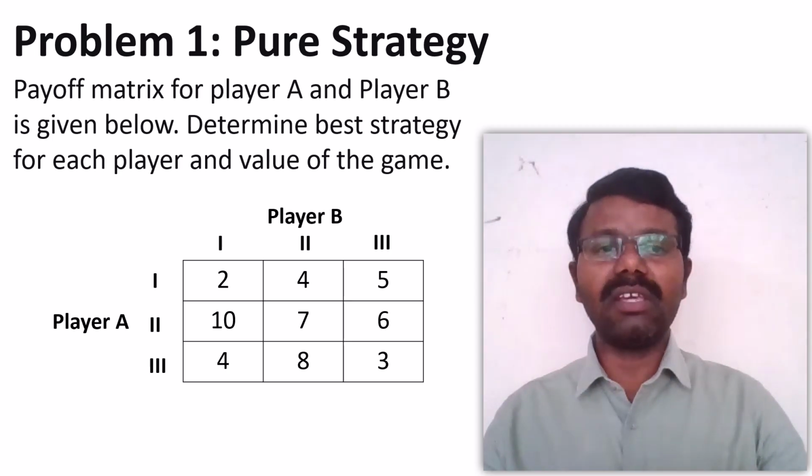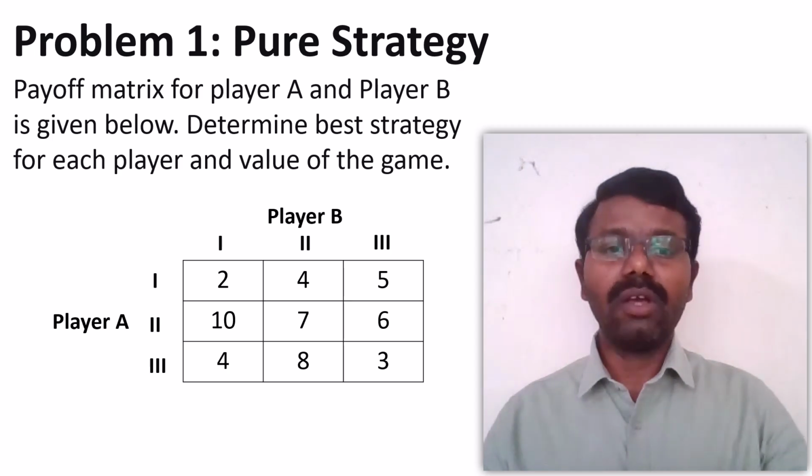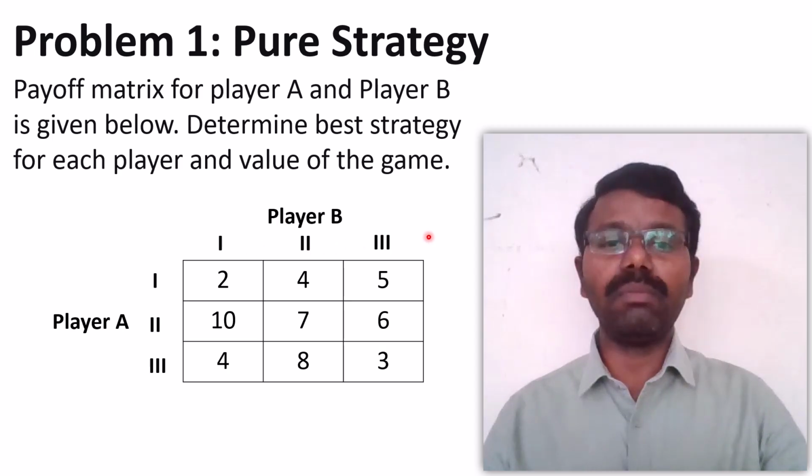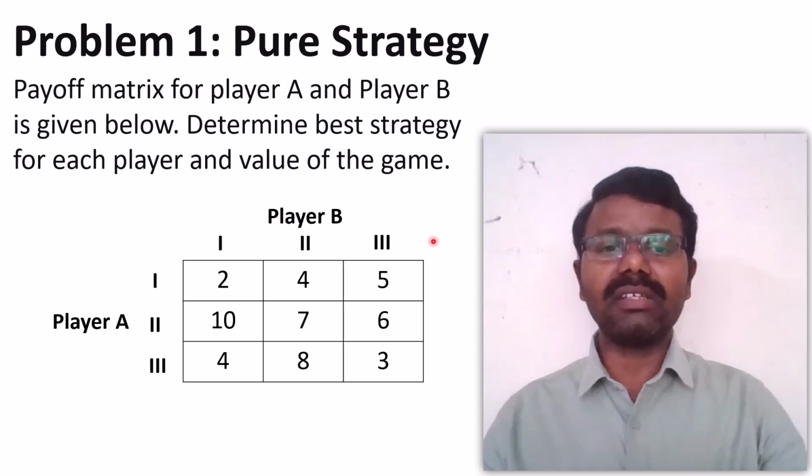Determine the best strategy for each player and the value of the game. As I told you here, there are two players, player A and player B. Player A has three options: 1, 2 and 3. Player B also has the same strategies 1, 2 and 3, and this table is the payoff matrix.